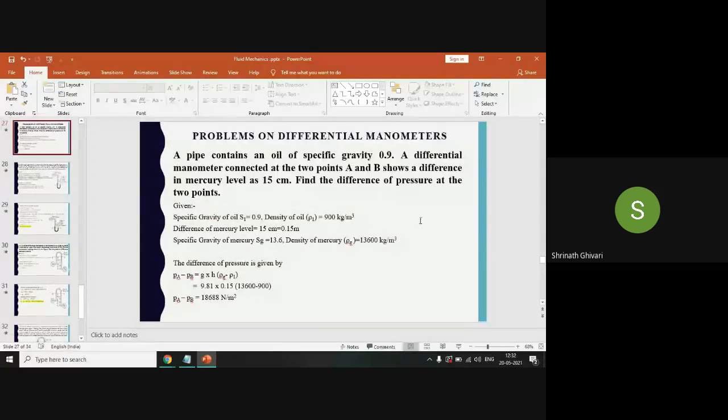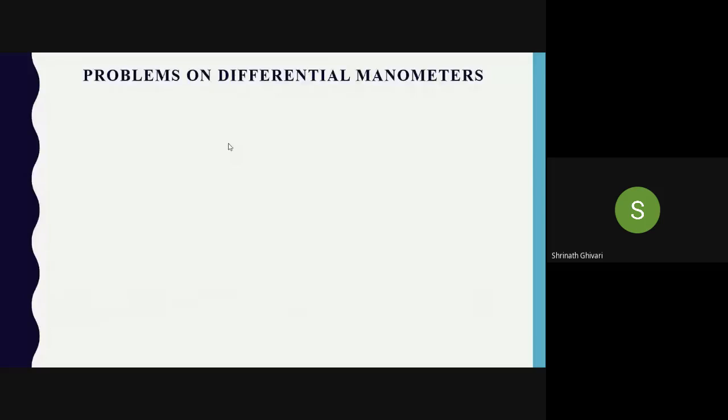So we'll be going with the problems based on differential manometers. What are the two differential manometers we have studied? U-tube differential manometer and inverted U-tube differential manometer. Based on them, we are going to solve some problems.